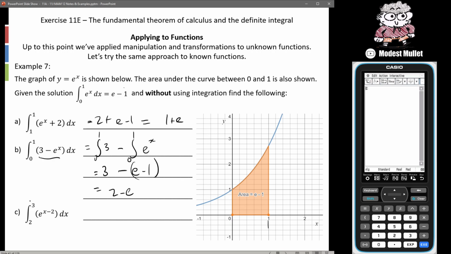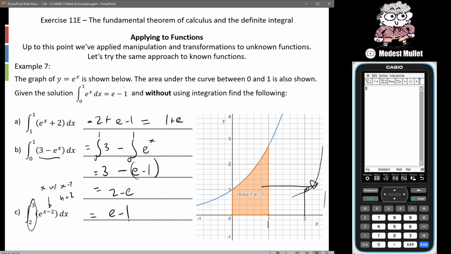And lastly, we want to know now the area between 2 and 3 of e to the x minus 2. Well, if we look, we've replaced x with x minus 2, so h is equal to 2. It's just been moved across 2 places. It's now sitting over here, and it's doing the same thing. It's the area between 2 and 3. So this actually happens to be the exact same thing. e minus 1. Okay, wow, really long video. There's a lot in it.